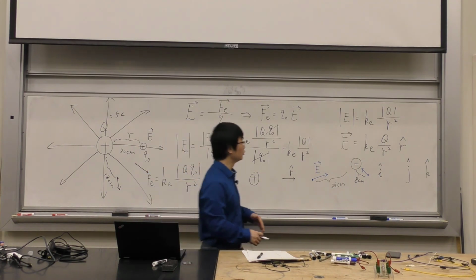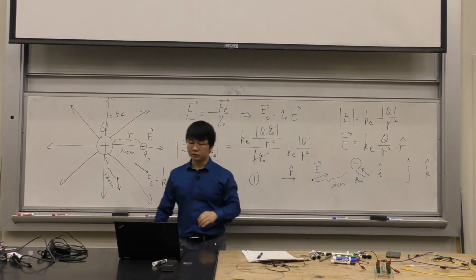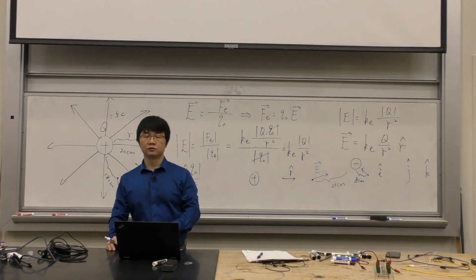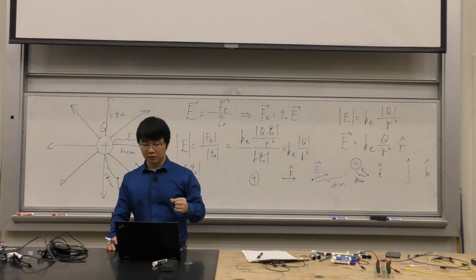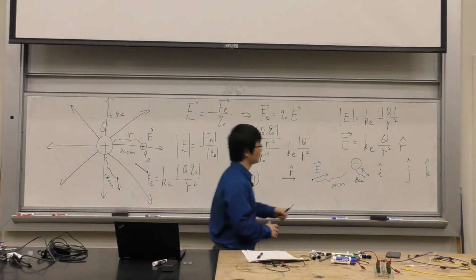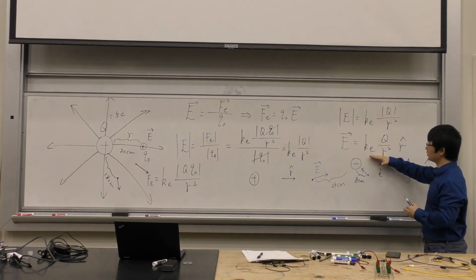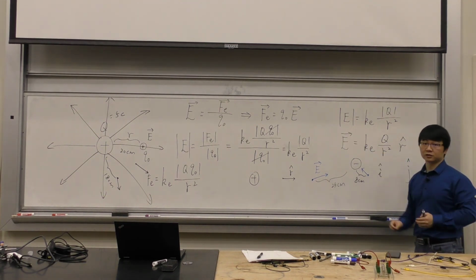It's just telling you the magnitude is this, and the direction is always radial outward for a positive source, radial inward for a negative source, right? So that's just a nice notation. But what this nice equation means is just what we learned, right?